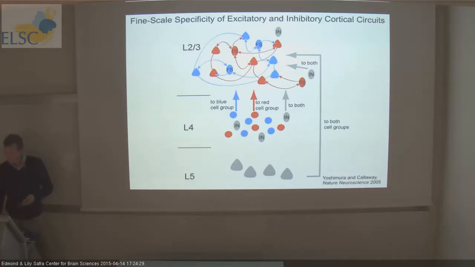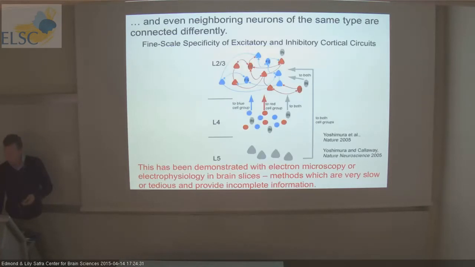The other thing to think about is if we want to link connectivity to function, one way to do that is to worry about cell types, and I told you we might use mouse lines to target cell types, or other approaches that I'll talk about later in the talk. That's fine, you can target cell types and find the same cell type from animal to animal, but this level of specificity is probably unique to this particular neuron in this animal.